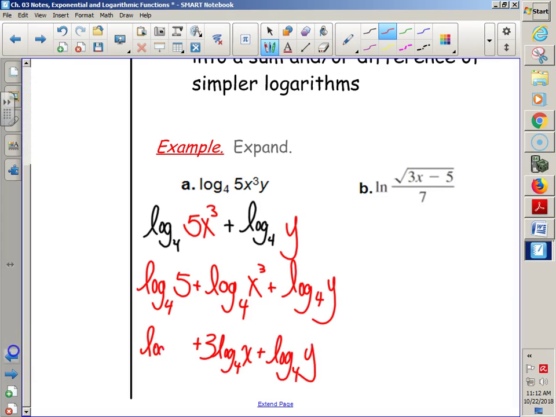And now this is fully expanded form, unless there's some mental math or some simplifying we can do with the logarithms. Do I know what power of 4 5 is? It's not 4 to the 1, it's not 4 to the 2, I don't know. Okay, box it, you're done. Expanded form, done. So how about this guy?